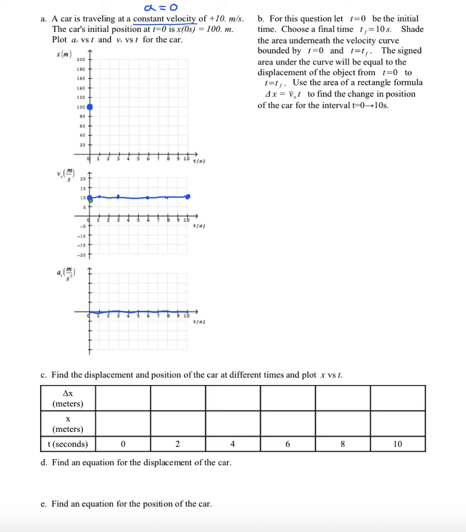Alright, so here's our t equals 0. That's the start of the interval. Here's our t equals 10. So we have ti and tf. Now we just want to shade the area under that function.